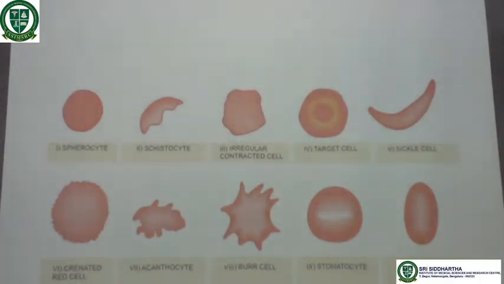You have the stomatocyte. It is a condition where in the RBC you have central 1/3 pallor. Normally the pallor will be round in RBCs. Here the pallor becomes a horizontal slit, so we call it stomatocyte. Another one is the ovalocyte, where the RBC becomes oval.